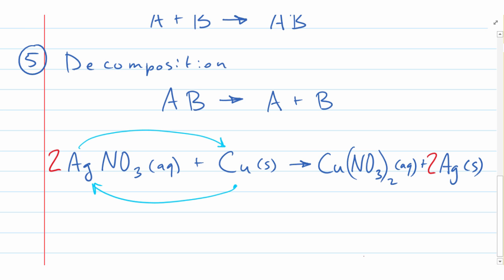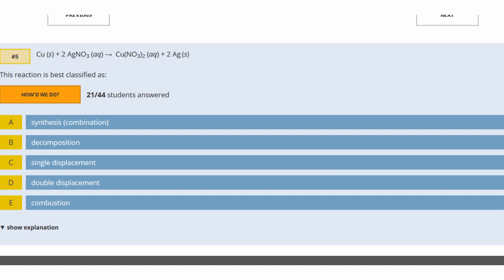And this is balanced. So on your Socrative app, what type of reaction is this? Is it a single, what is it? Synthesis, decomposition, single displacement, double displacement, or combustion? Get your answers locked in. Go 5, 4, 3, 2, 1. And this here is a single displacement.